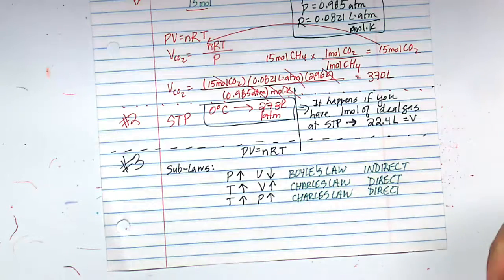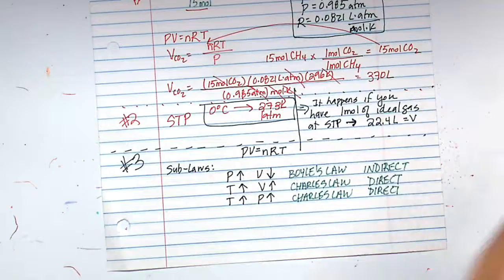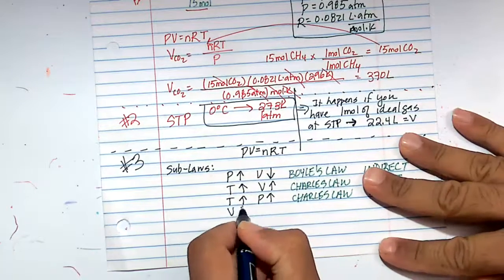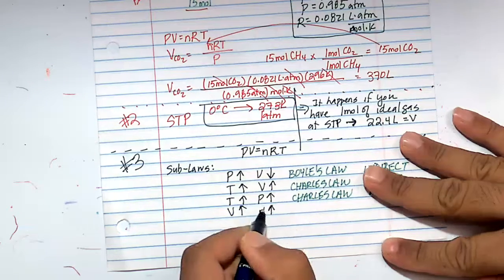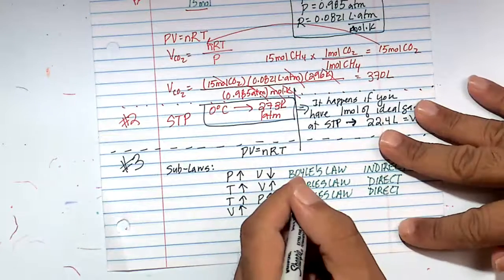And then finally, blowing a balloon, inflating a basketball. That is Avogadro's law. Increase the number of moles of a gas in a balloon or in a basketball, soccer ball, the volume goes up. This is Avogadro's law, and it's also direct.